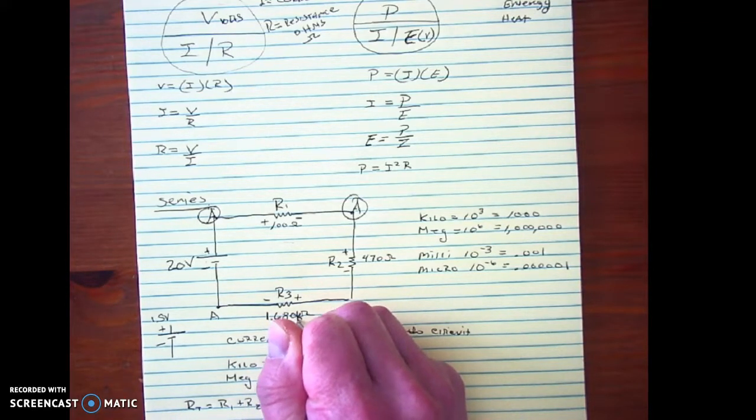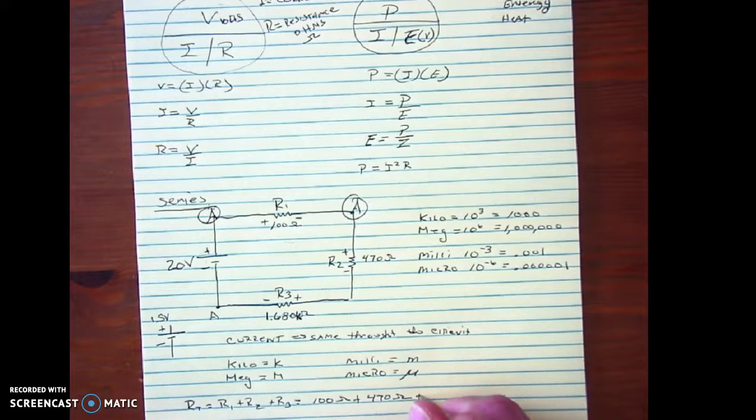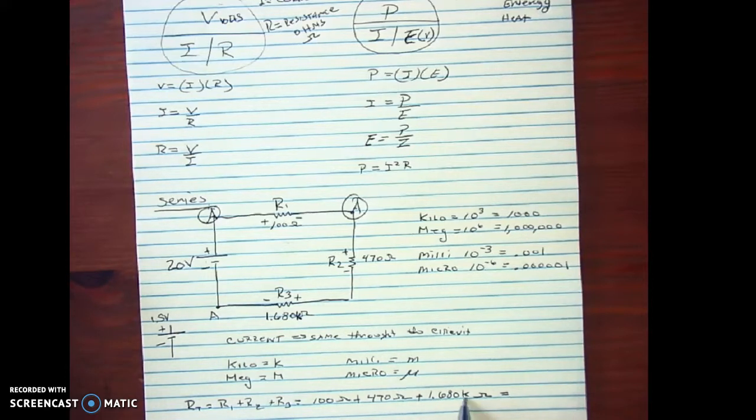So from the readings, we know that current is the same throughout the circuit. So if that's true, the current at this point, the current at this point, and likewise the current at this point will be all the same.